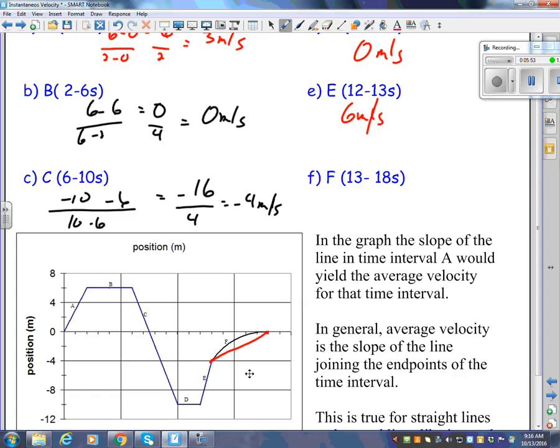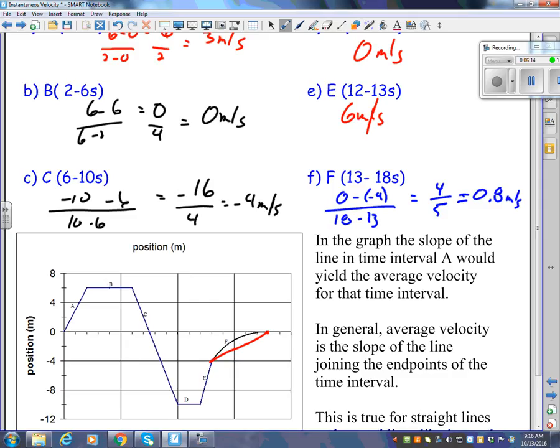Okay? So the final here is 0. The initial was minus 4. 0 minus minus 4 all over 18 minus 13. 4 over 5, 0.8 meters per second. Good for you if you got that on your own.